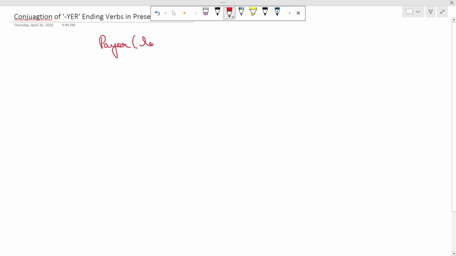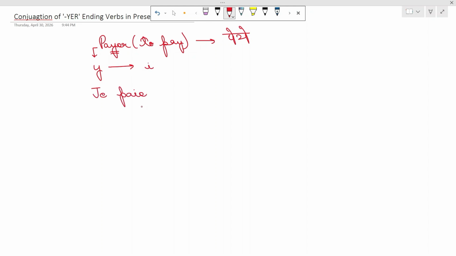payer, which means to pay. It is pronounced as paye. Here, there is one change in the four subject pronouns. While the subject pronouns nous and vous form, there is no such change. The y in this verb payer will change into i. So the conjugation goes like this: je paie.